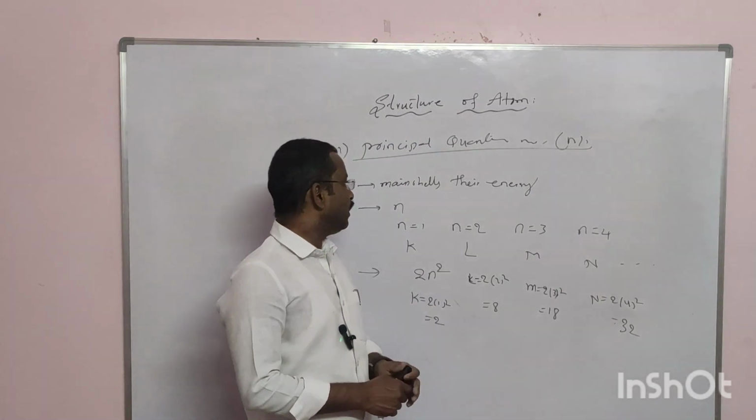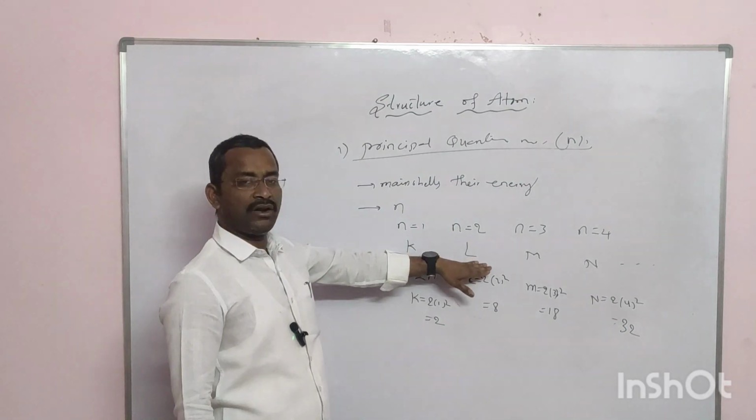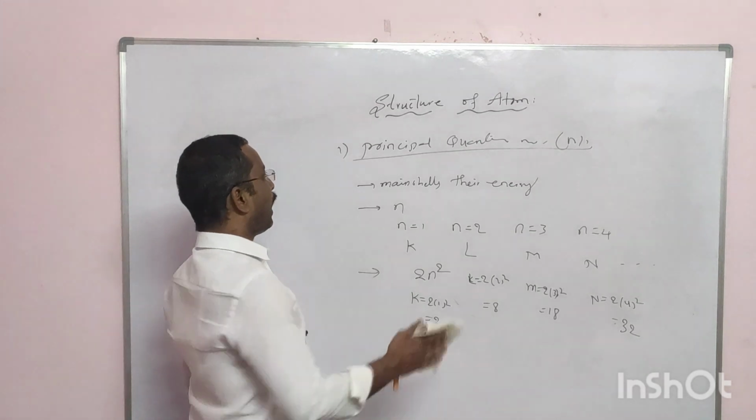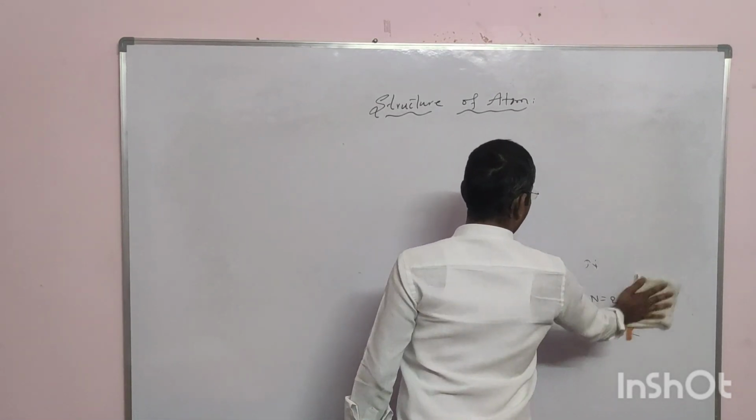So remember that it tells about the main shells, and also the number of electrons accommodated in them. Based on this, there is another quantum number, the angular quantum number or azimuthal quantum number, represented by l.